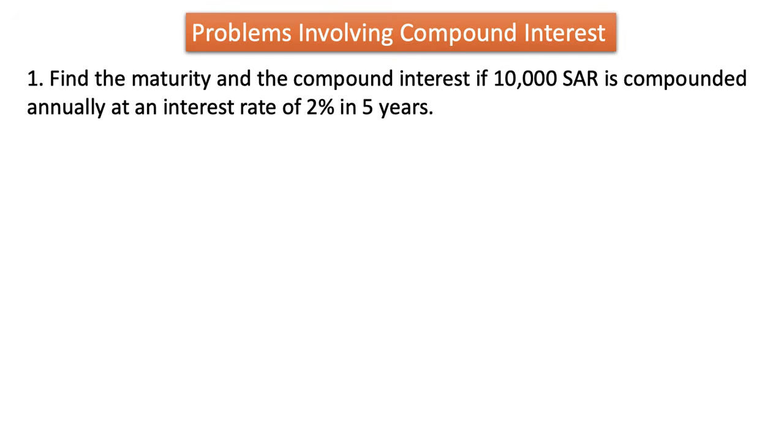Problems involving compound interest. Given, find the maturity and the compound interest if 10,000 riyals is compounded annually at an interest rate of 2% in 5 years. So in this given, we're going to use this formula.